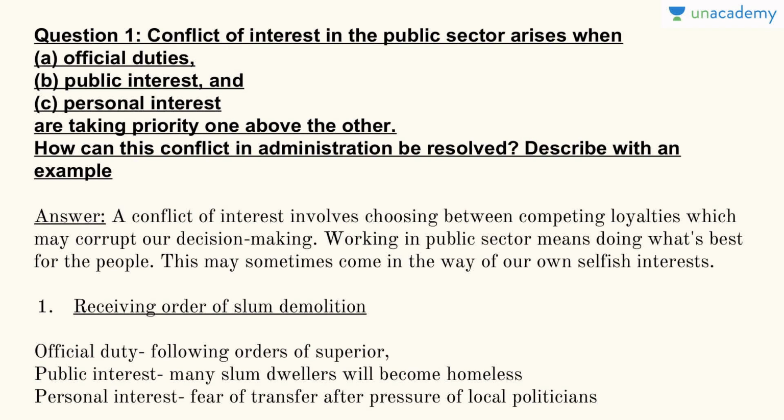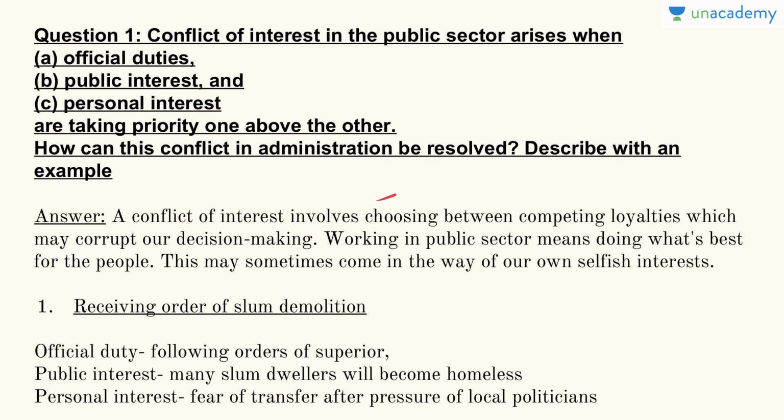Question number 1. Conflict of interest in the public sector arises when official duty, public interest and personal interest are taking priority one above the other. How can this conflict in administration be solved? Describe with an example. So basically, let's say you have an official duty of something, but public interest is saying something else, and then you also have your personal interest, you have your family, you want your free time, you want to spend time with your children, wife, etc.